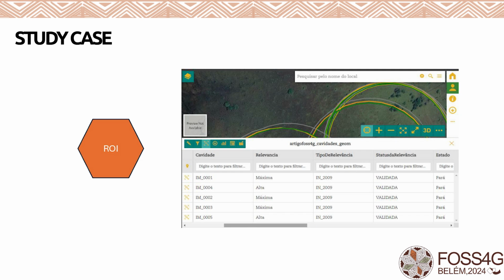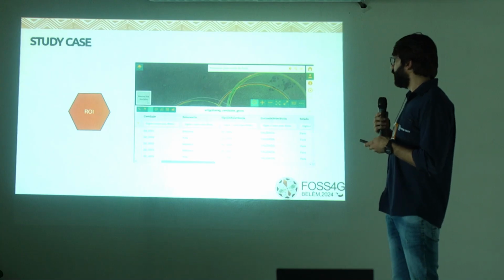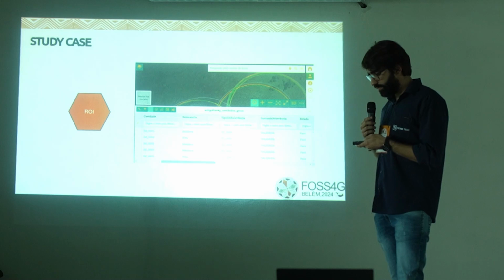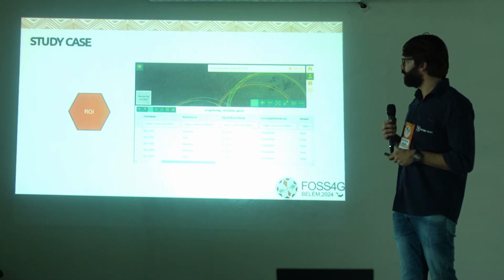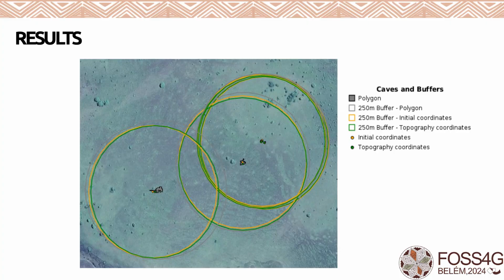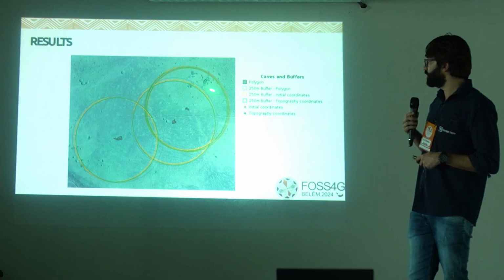So for the purpose of FOSS4G here, we created a study case, which is a hypothetical scenario with 5 caves and a region of interest near Belém. So here's just a snapshot of MapStore showing those caves, the attribute table. And here I just want to mention, it's 5 caves. So 1, 2, and 3 are clustered here together. They're near each other. So this is the example.